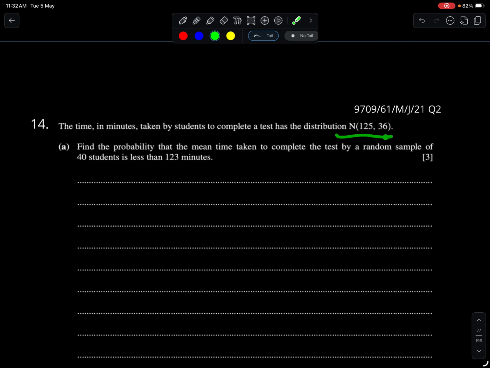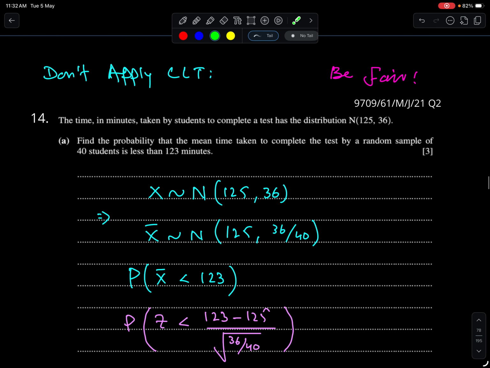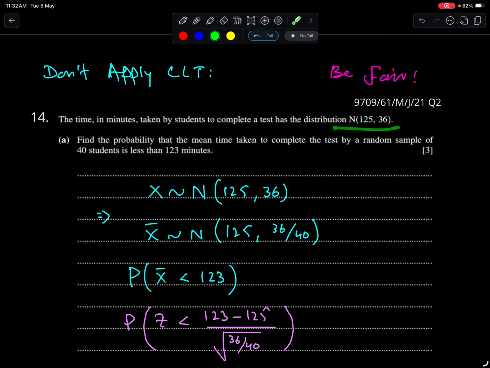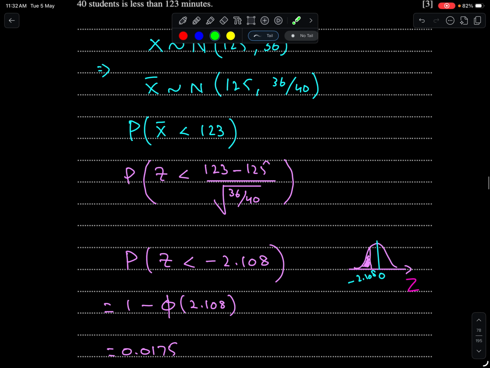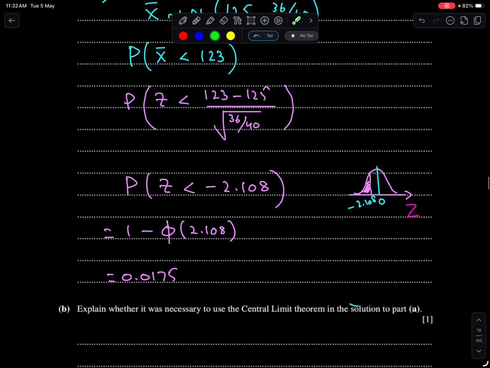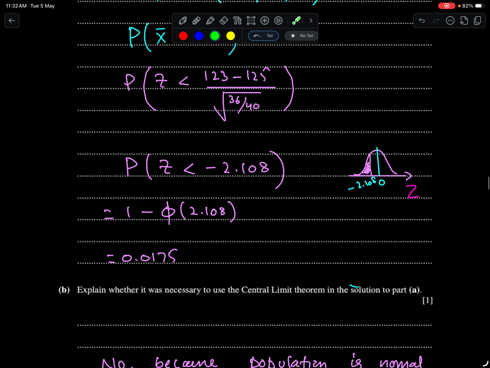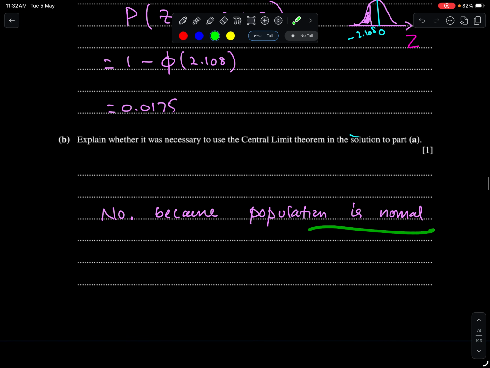See, if the population is normal, then never apply CLT. Don't apply CLT if the population is normal. Since it is normal, straight away write X bar is normal, copy the same mean, copy this and divide this by the sample size, which is 40. And just calculate this probability. Whether it was necessary? No, because the population is normal.